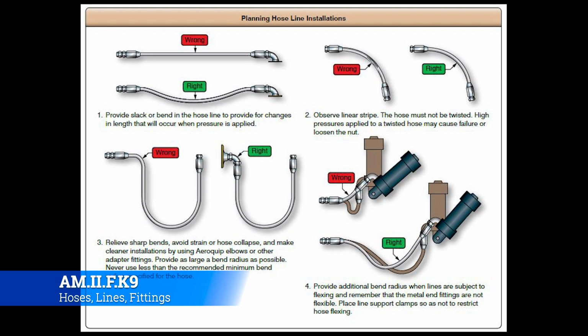Now the one on the top right shows that there's a linear stripe that goes down a lot of those flex hoses, and you want to make sure that it isn't twisted. The same concept, just applied again. If a hose is twisted, there's nowhere for it to absorb the pressure as the fluid comes through the line, right?